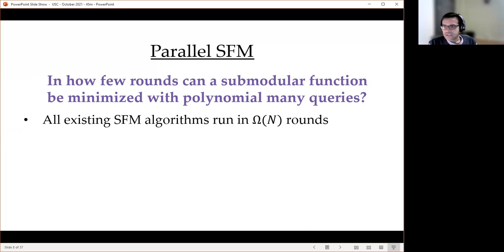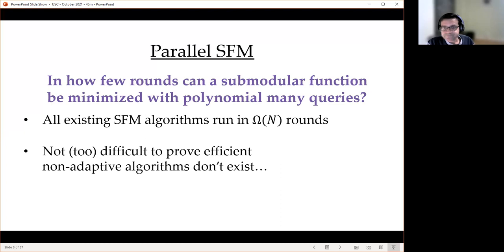Good. And now all existing algorithms, the whole list of algorithms that I had shown a few slides back, all of them take at least capital N rounds. In fact, at least n log n rounds. Okay. And so we would like to have something better. And that's the question that we answer in some sense.